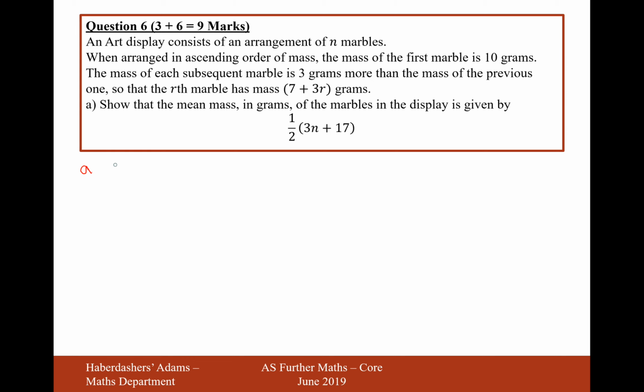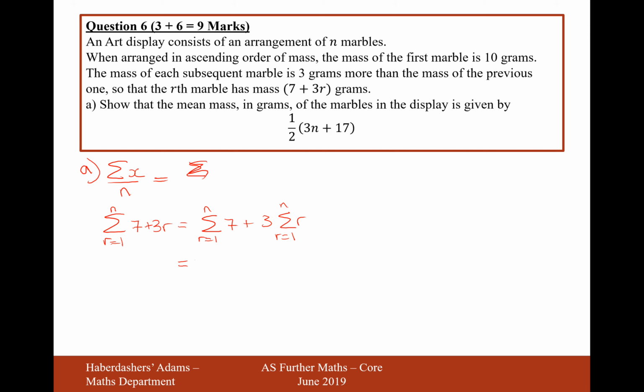Now remember, the mean is add all the marbles up together and divide by n. So let's add all of these marbles up together first, rather than dividing by n yet. We'll just add up from 1 to n the marbles of 7 plus 3r. So let's split up this series. It's going to be the series from 1 up to n of 7 plus 3 lots of the series from 1 up to n of r.